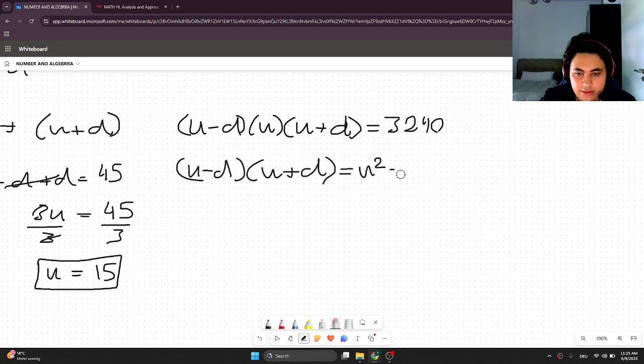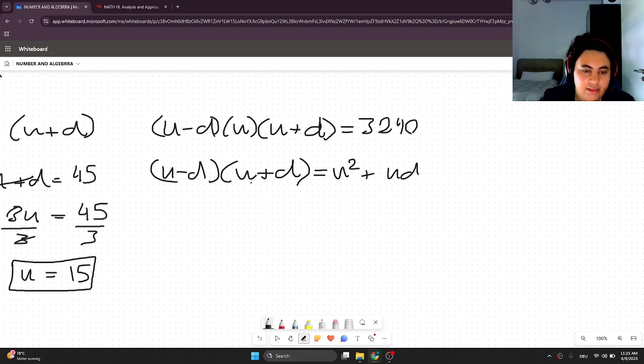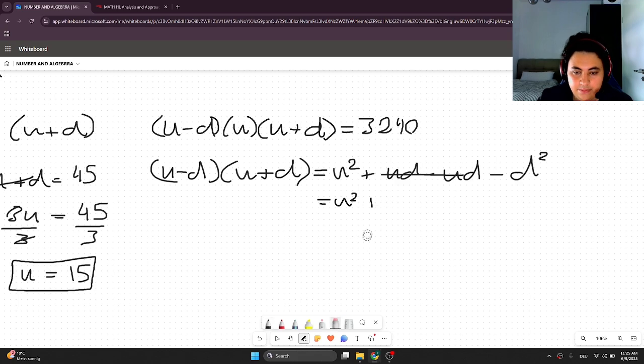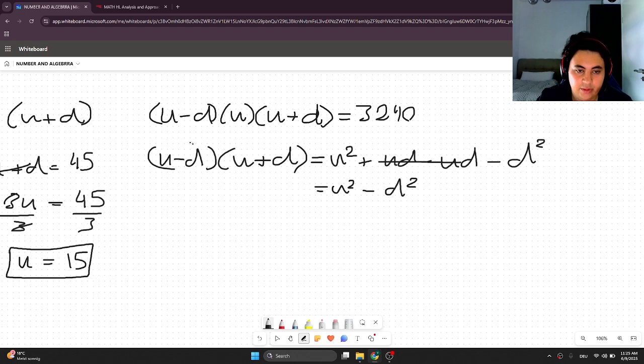Sorry, that was an incorrect way to go about it. So u and u is u squared. u and d is plus ud. And then negative d times u is negative ud. And then negative d times d is negative d squared, right? So these two cancel out, ud minus ud, so this just goes away. And then now we have u squared minus d squared. This is the term when you multiply these two together. Of course we still have a u in the middle, so we're just going to say u multiplied by u squared minus d squared.